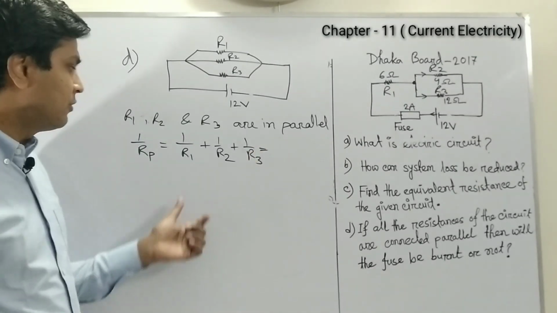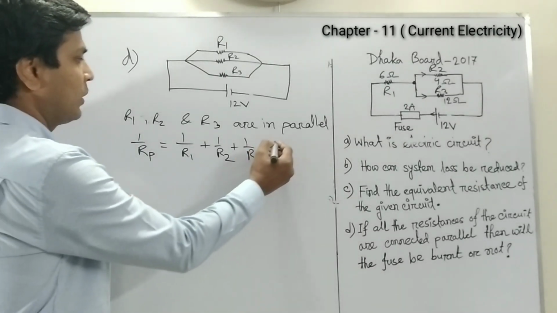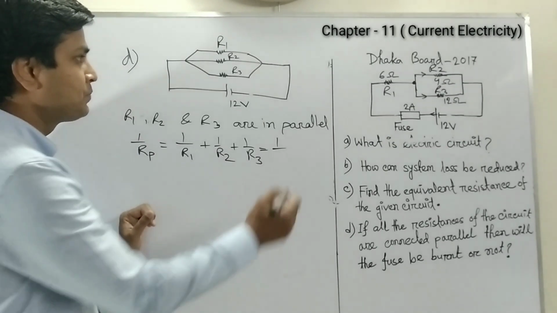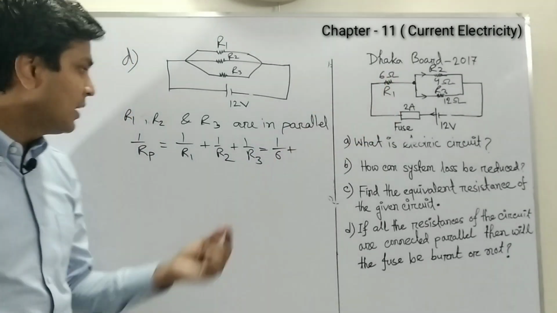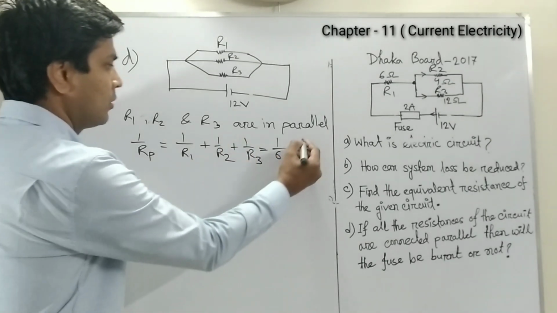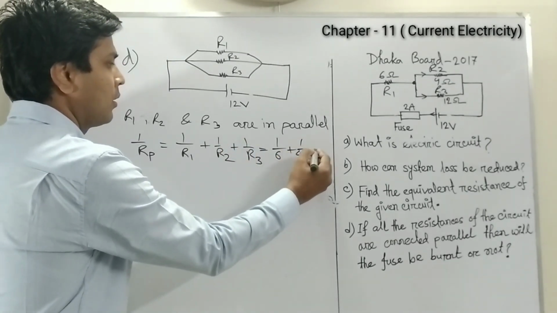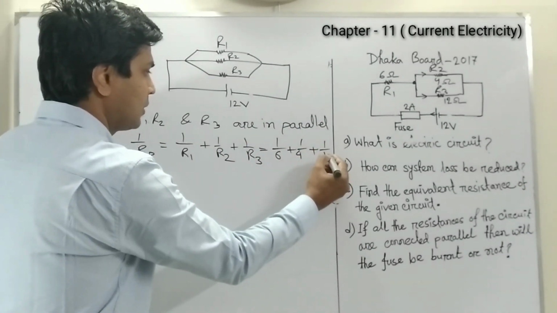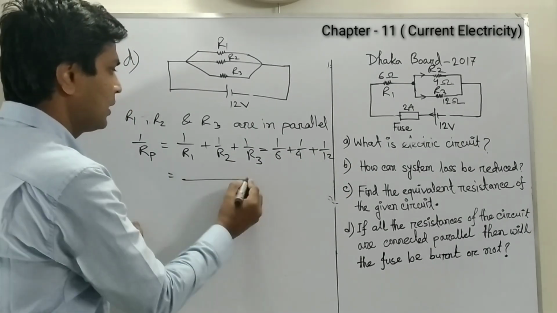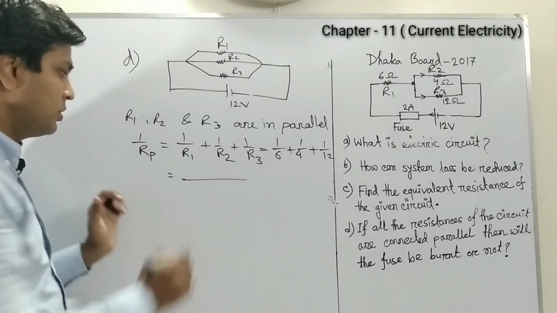If we put the values of R1, R2 and R3, then we can write 1 by 6. Value of R1 is given here as 6, R2 is 4, and R3 is given as 12. LCM of 6, 4 and 12 will be 12.